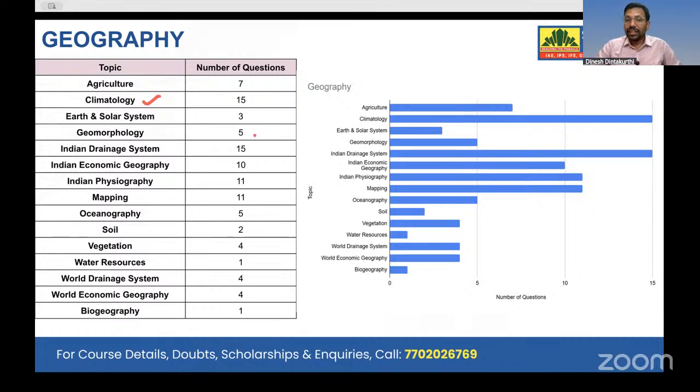But geomorphology weightage is only 5. You should be smart enough to know what to read and what not to read. You have to differentiate that.